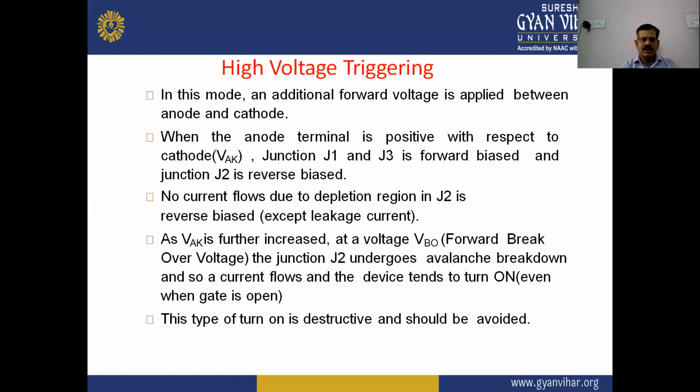Next one is the high voltage triggering method. In this method, an additional forward voltage is applied between anode and cathode. When the anode terminal is positive with respect to cathode, junctions J1 and J3 are forward biased and junction J2 is reverse biased. In that case, no current flows due to the depletion region in J2 being reverse biased, except leakage current. As VAK is further increased to a voltage VBO, the forward breakover voltage, the junction J2 undergoes avalanche breakdown, so a current flows and the device turns on even when the gate is open. This type of turn on is destructive and should be avoided.